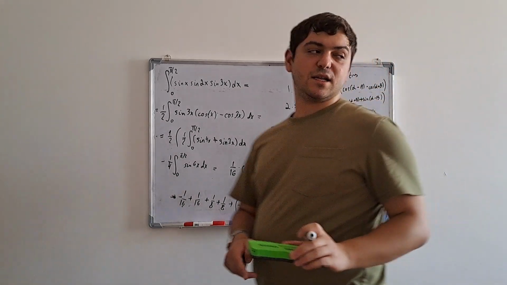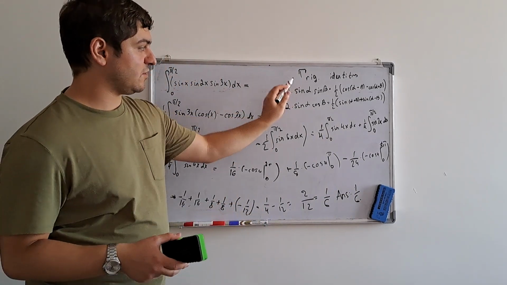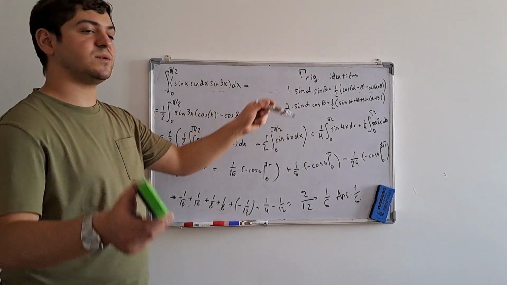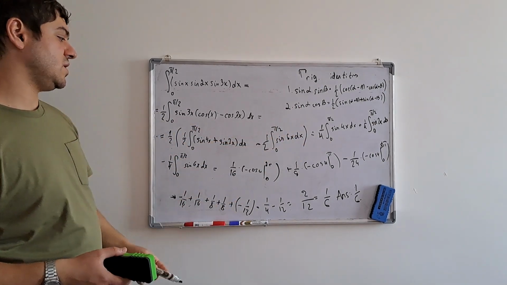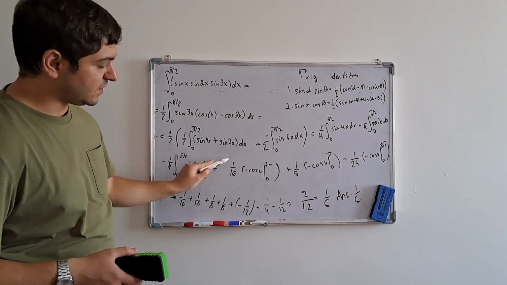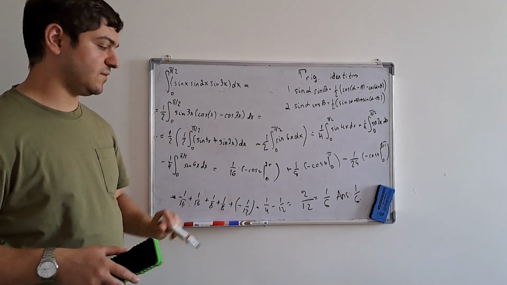Once again, the most important part here was trigonometric identities, using them to simplify our expression. And after that, I used the u substitution, which, if you don't know it for the definite integral, I will have a separate video for that.